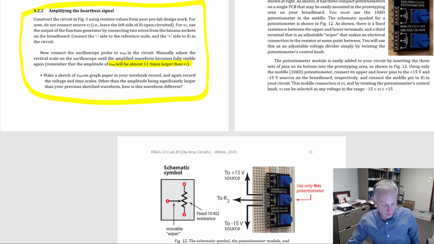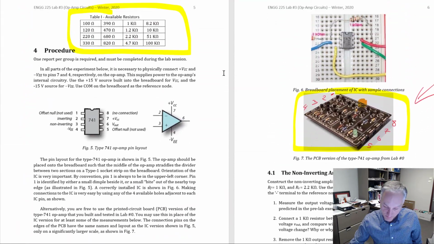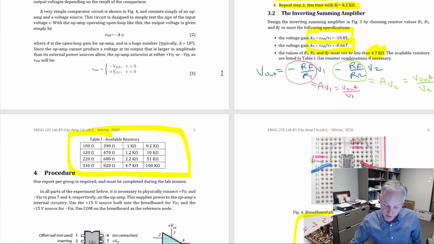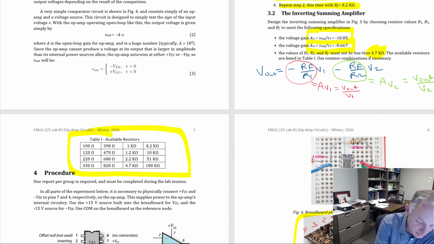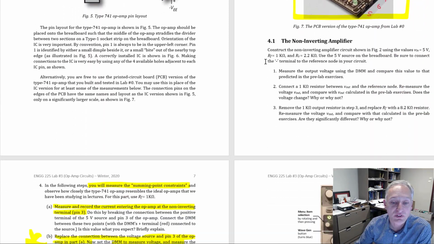Okay, so where is that coming from? I'll show you. That's coming from this part, and specifically right here. AV1 is minus 10.85, so that's why it's saying almost 11 times. Now there's a minus, so it flips the signal. So what's going to happen?